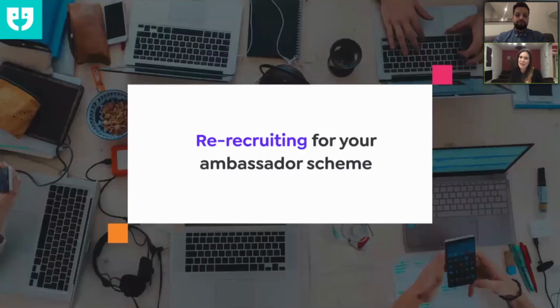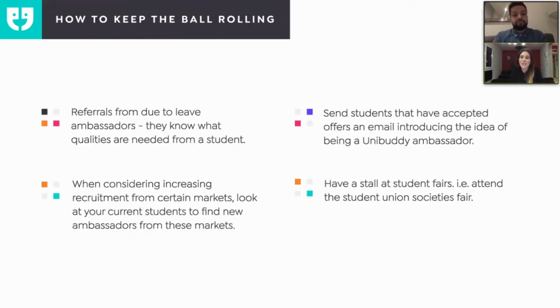But again, you might not want to have just alumni, and as we said, your current students will graduate eventually. So how do you keep the ball rolling? One of the best ways is probably referral from ambassadors that are about to leave. That's one of the things I did at the end of my third year. I talked to one of the people managing the student ambassador scheme, and I told them, I have a friend in second year, and I think she would be a great ambassador. She's really confident, she's really bubbly, but she's also someone I trust because she's hardworking. And it was great to see someone then take the mantle.